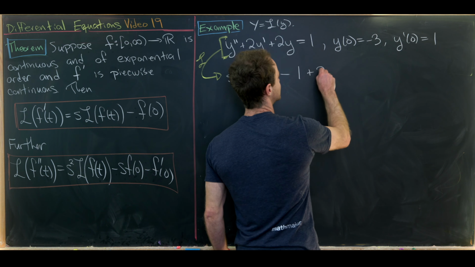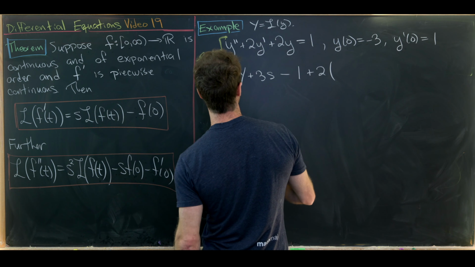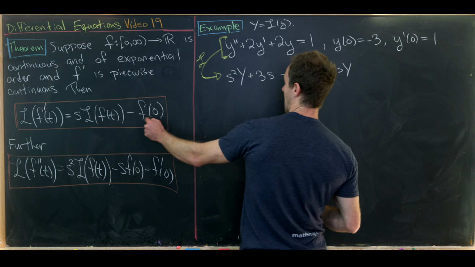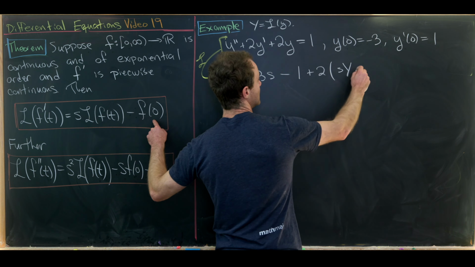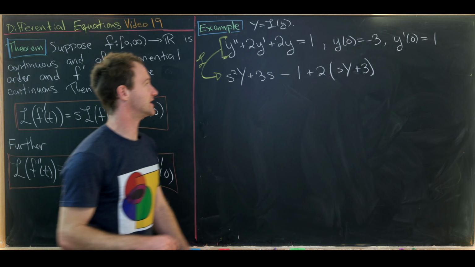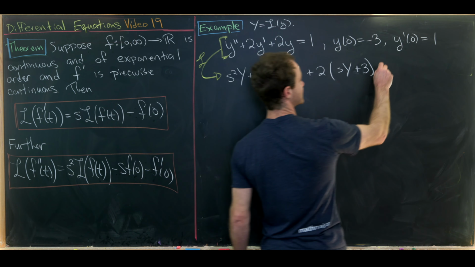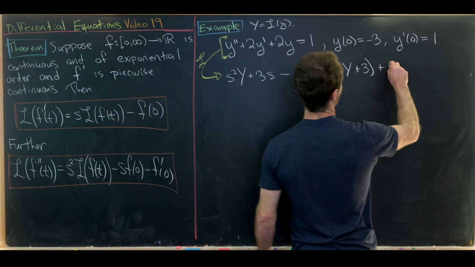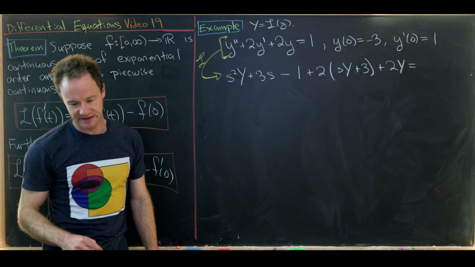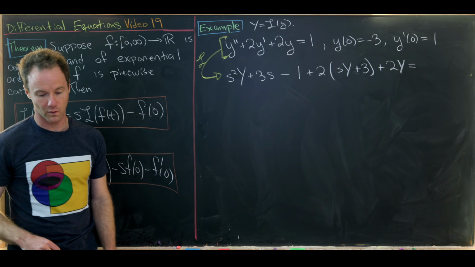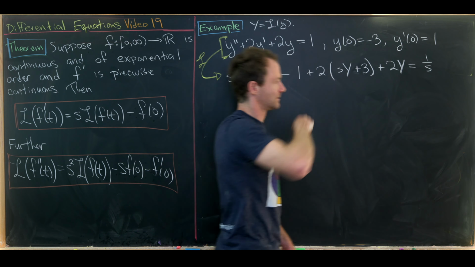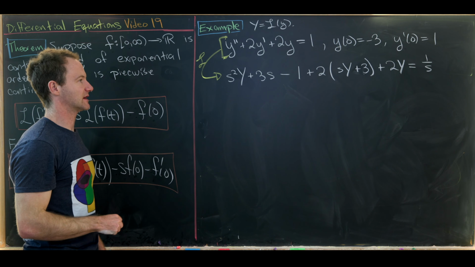And then we'll have plus 2 times what's happening to y prime, which will be s times capital Y, and then minus our initial condition y of 0. So that'll be plus 3 in this case because the sign changes. And then we have plus 2 times the Laplace transform of y, so that'll be 2 capital Y equals. Now we need to take the Laplace transform of the number 1. Let's recall that that is 1 over s, from some stuff that we did last time.